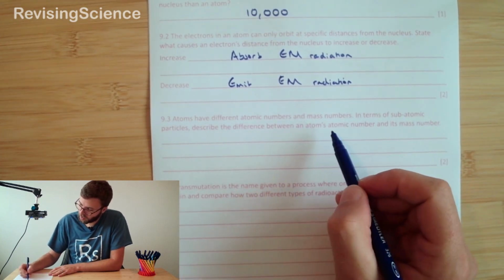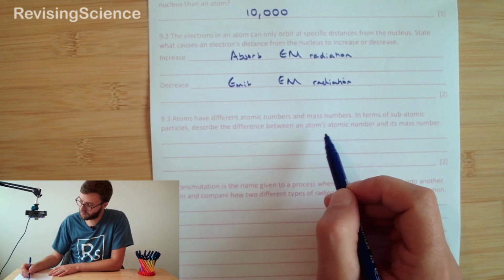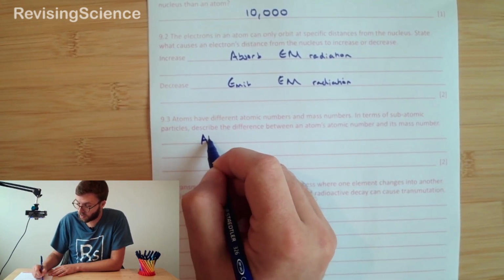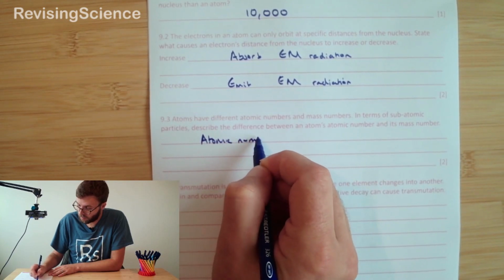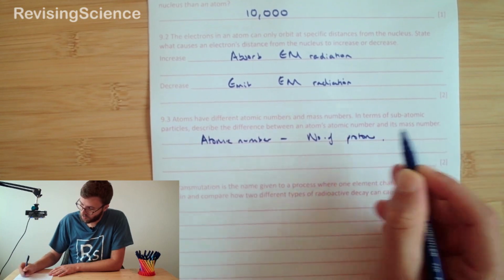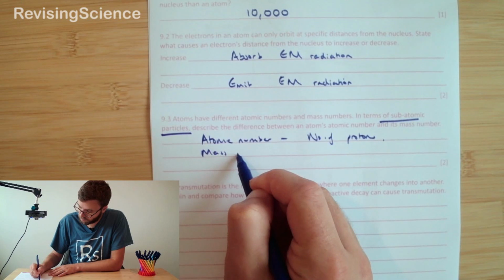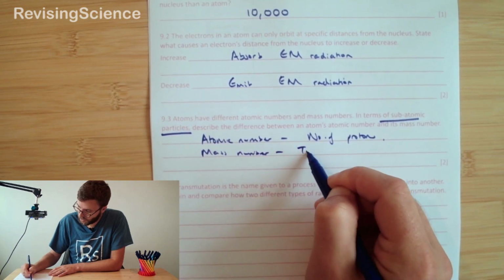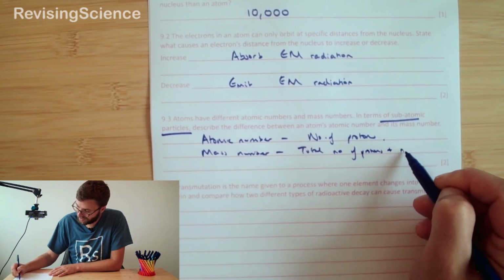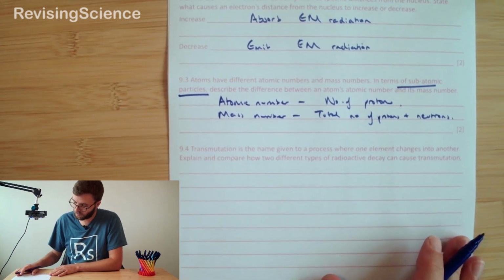Atoms have different atomic numbers and mass numbers. In terms of subatomic particles, describe the difference between an atom's atomic number and its mass number. So here we really need to define what those two things are. So the atomic number is the number of protons. So we're referring to our subatomic particle there. And our mass number is the total number of protons and neutrons.